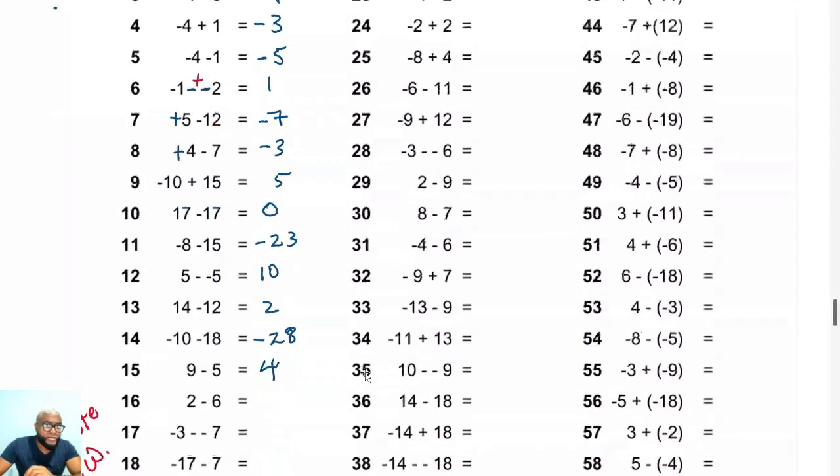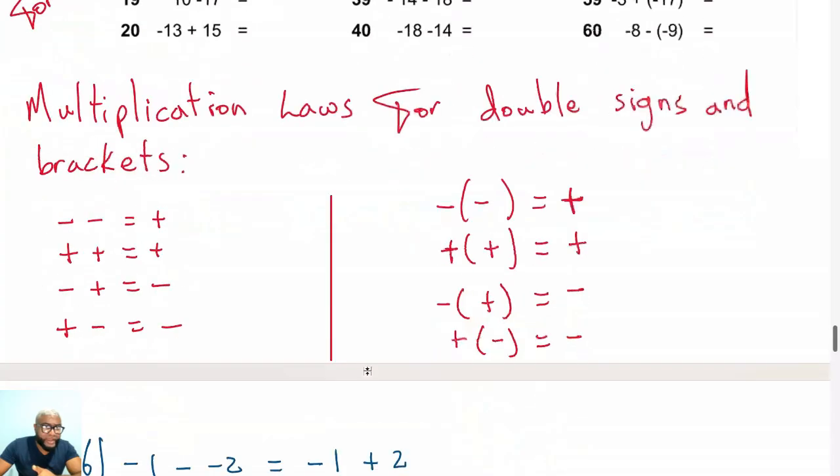Right. Now we're going to look at these, but before we do that, I gave you all multiplication laws for double signs and brackets, right? We needed to take these into consideration when doing some of these questions above here, right? If you have two signs side by side like this, it means a negative and a negative is a positive. Positive and positive, positive, etc. Right? Brackets. You have a sign outside the bracket, a sign within. It's like a negative and a negative, which is a positive, right?